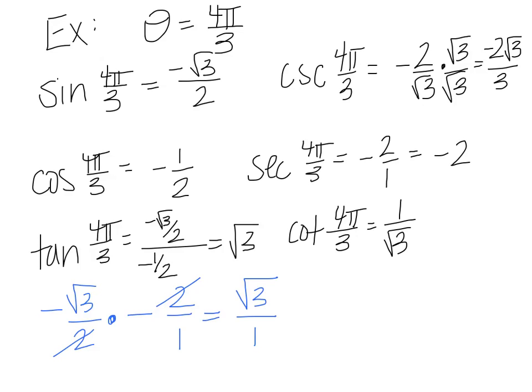Is that an acceptable answer? No. I need to do what? Rationalize it by multiplying square root of 3 over square root of 3. Okay, in the numerator, 1 times the square root of 3 is square root of 3. In the denominator, square root of 3 times square root of 3 is 3.